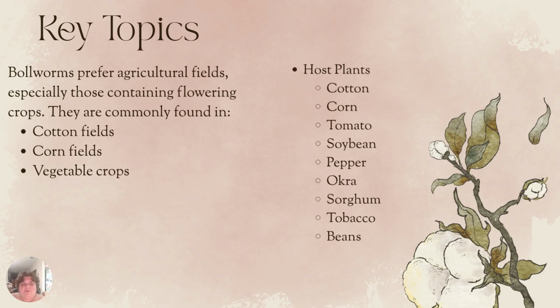Bollworms typically prefer agricultural fields, specifically, like I was saying, with flowering crops. They're most commonly found in cotton, corn, and vegetable crops, with a list of host plants being cotton, corn, tomato, soybean, pepper, okra, sorghum, tobacco, and beans. Those are the most common ones where they are noticed. And a lot of those are actually in the nightshade family, so they tend to prefer things in the nightshade family to eat.